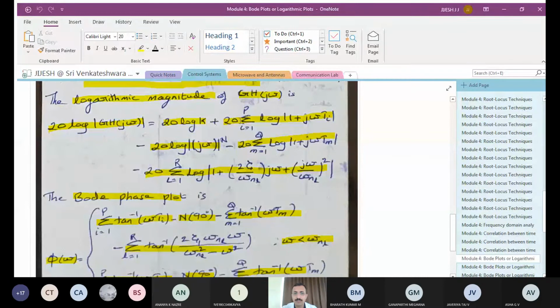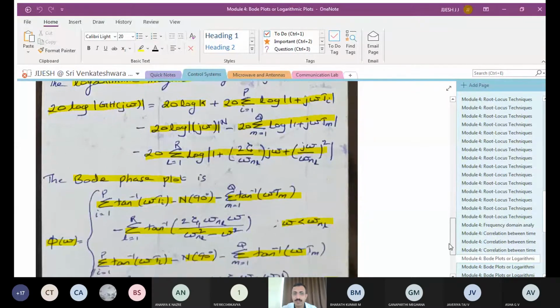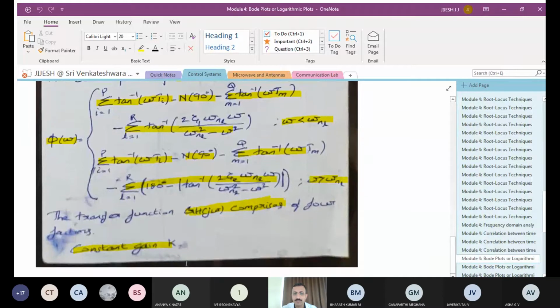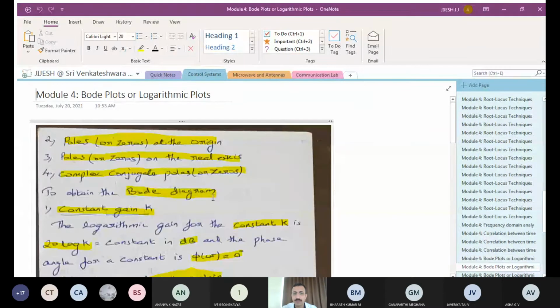20 log k plus 20 sigma i equal to 1 to p, etc. As well as in phi, we have seen the summation of i equal to 1 to p tan inverse of omega ti. So this is the general equation which we have seen for magnitude and phase. And then we have seen that the transfer function G(j omega) comprises four factors. The first one was the constant gain k, then poles and zeros at the origin, poles and zeros on the real axis, and complex conjugate poles.